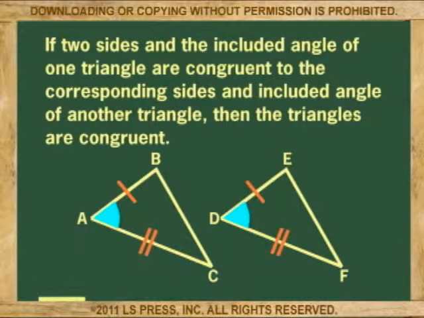If two sides and the included angle of one triangle are congruent to the corresponding sides and included angle of another triangle, then the triangles are congruent.